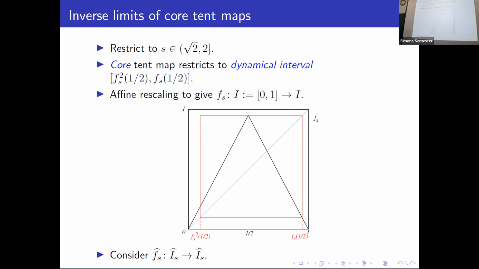Okay, so we've got a family of core tent maps from the red intervals to the red intervals. Slopes are anything between √2 and 2. And we're going to look at the inverse limits of those tent maps and the natural extensions, the homeomorphisms that they induce on the inverse limit. Okay, so what do these things look like?